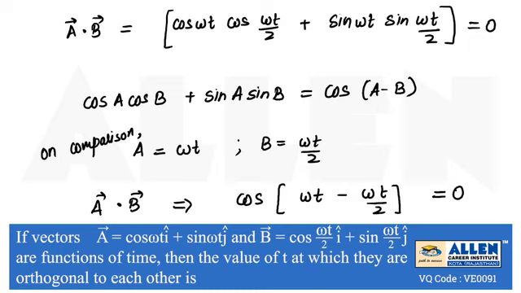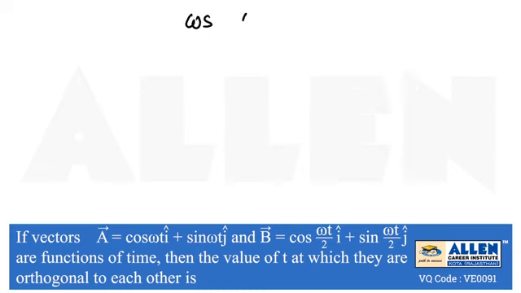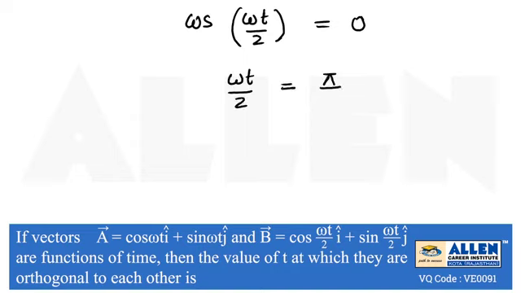Now further solving this, we get cos of omega t by 2, because omega t minus omega t by 2 will be omega t by 2. This is equal to 0, or we can say omega t by 2 will be equal to pi by 2, because cos theta is 0 at an angle of 90 degrees, or we can write 90 degrees as pi by 2. Therefore t will be equal to pi over omega.